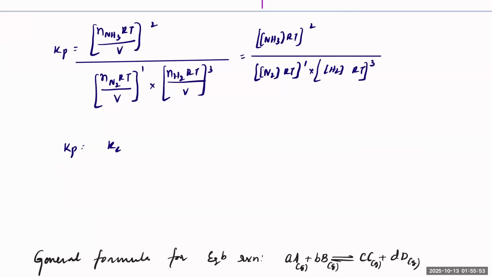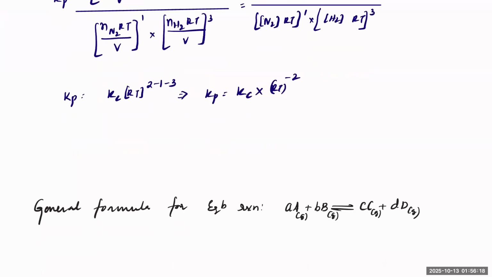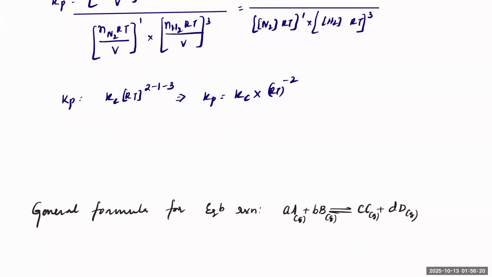Okay. So Kc into RT raised to the power of how much do we have? 2 minus 1 minus 3. So that implies Kp is equal to Kc into RT raised to the power of minus 2. Alright. So here we can write a general formula. This is what we got for the ammonia reaction. So Kp is equal to Kc (RT) raised to the power of minus 2.